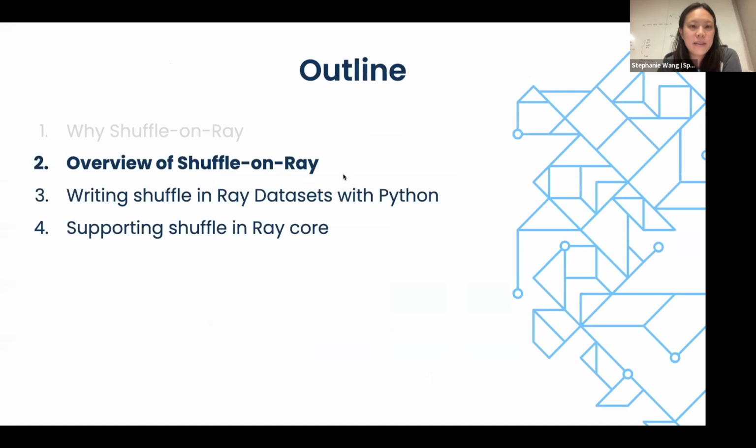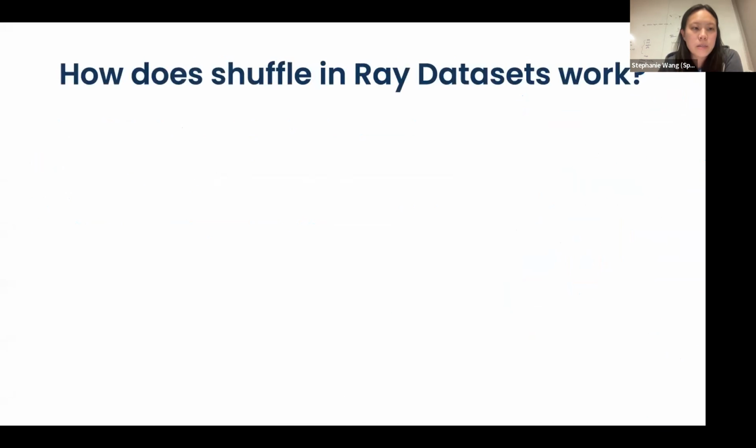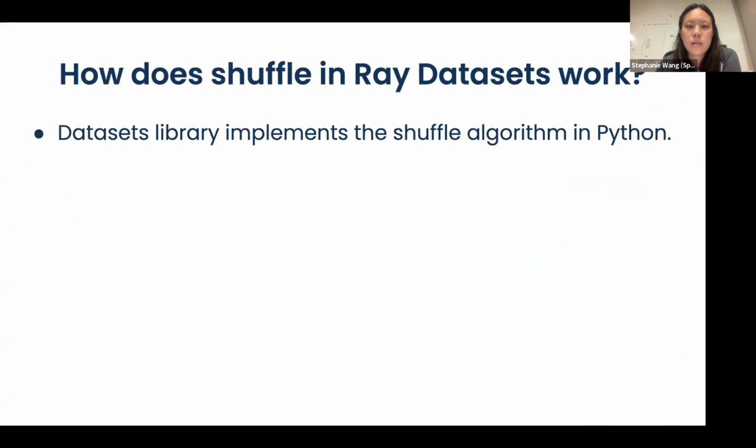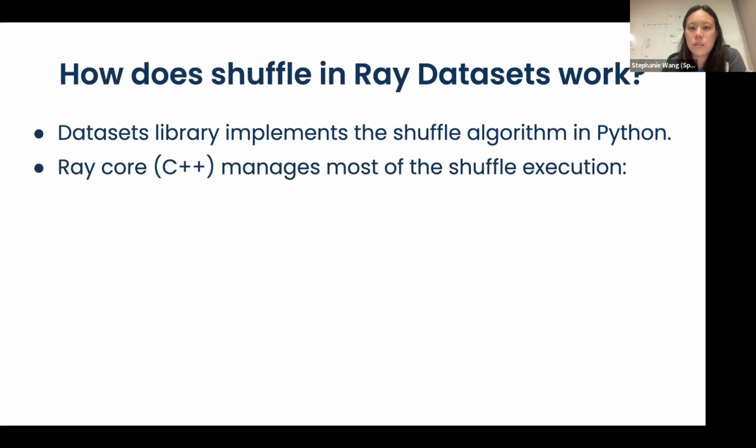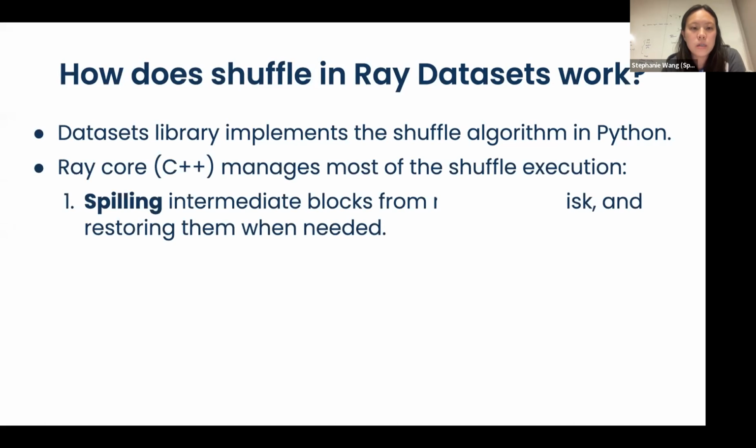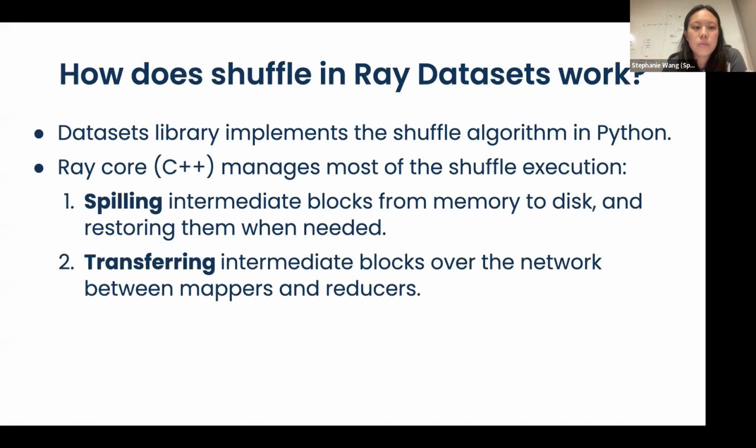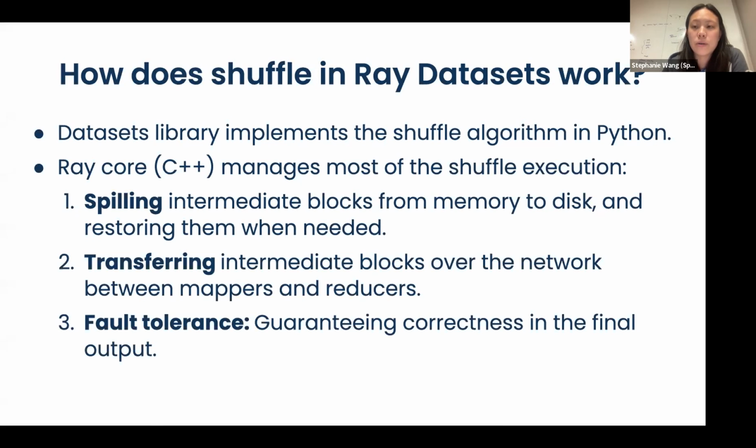All right, cool. Let's take a look now and see what makes this all possible. So how exactly does shuffle on Ray work? First, the Datasets library is implementing the shuffle algorithm in Python, and it's using those Ray Core primitives like tasks and objects to do it. Basically, this program tells Ray Core what computations need to run and how to move data between those computations. And then the Ray backend can handle many of the hard parts of the shuffle execution, including spilling blocks from memory to disk, transferring blocks between nodes, and recovering data that's been lost after a failure.